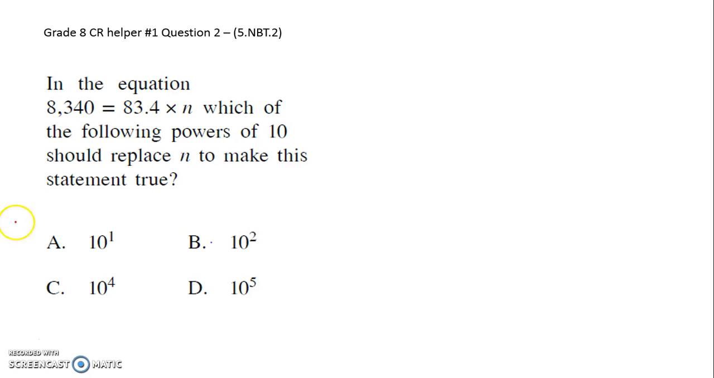So we could try out letter A. We could take 83.4 times 10 to the first power. What's 10 to the first power? 10 to the first power is just 10. So that's 83.4 times 10. All right.